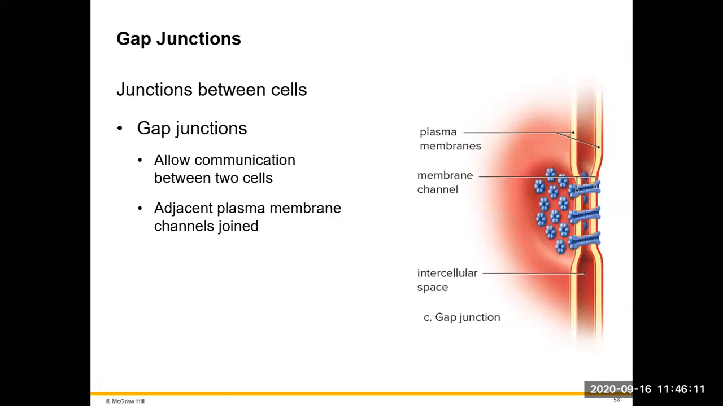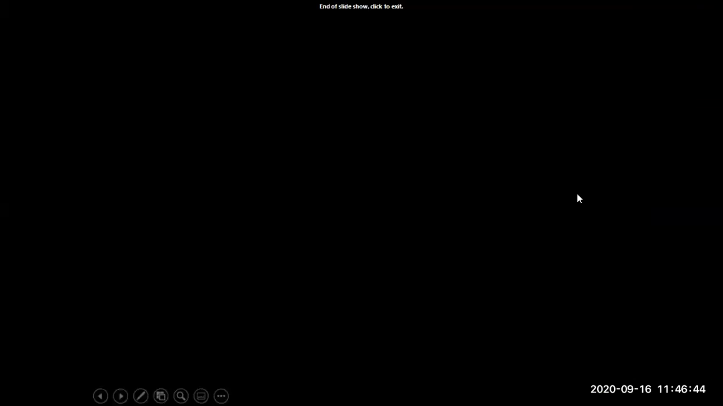Gap junctions also allow communication between cells. What's happening in gap junctions is you are trying to connect the plasma membranes of the cytoplasm of two cells, but to do so, you connect the plasma membranes through a channel. So gap junctions are channels that connect two plasma membranes together.